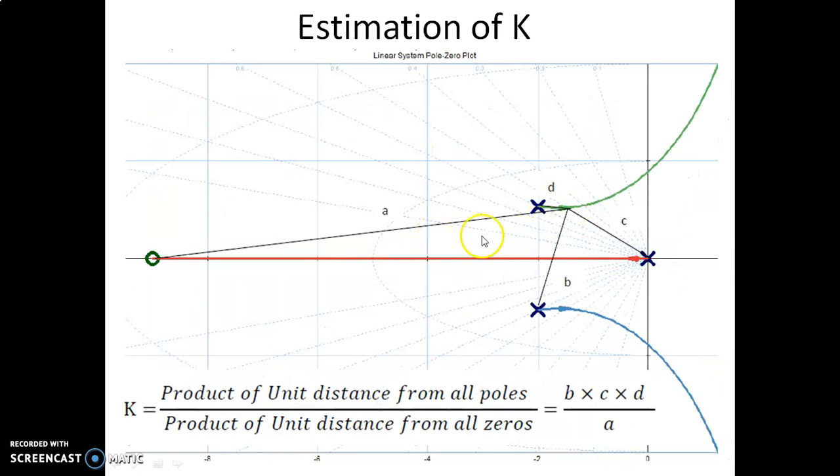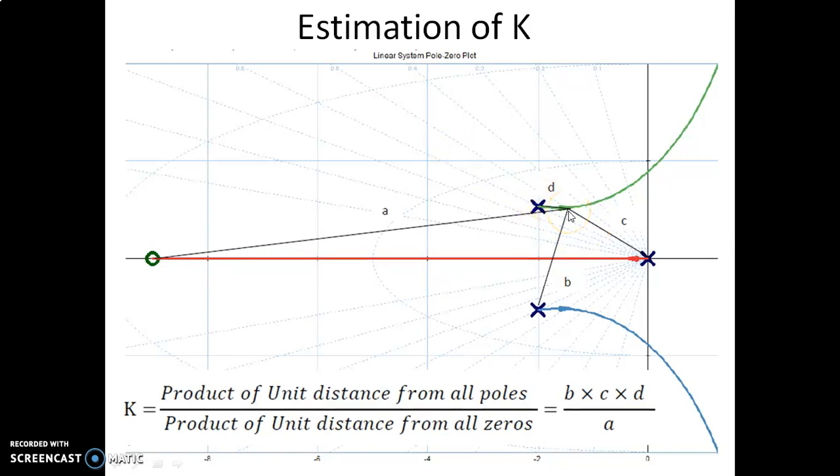Now since we are asked to estimate the value of k, so k is nothing but a unit distance from all poles. You can see this is the point of intersection of this root locus with this 0.5 zeta line. This is actually cos inverse of 0.5, which happens to be 60 degrees. This is a 60 degree line measured from this reference, from here to here it is 60 degrees. So that is what that line is indicating.